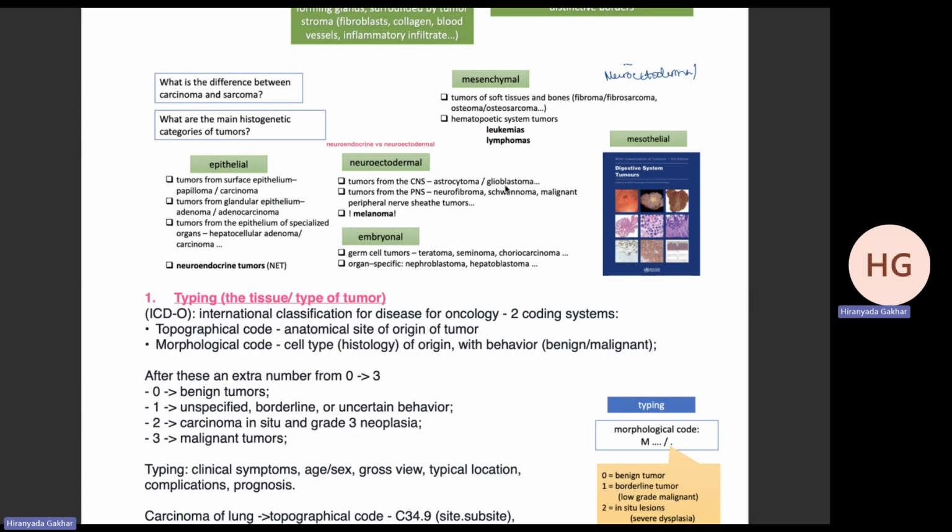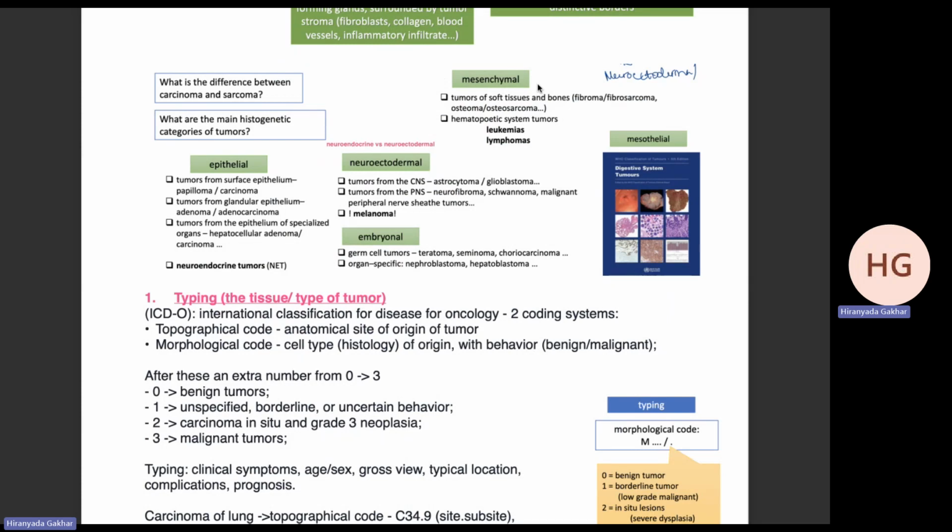which are astrocytoma or glioblastoma, tumors of the peripheral nervous system, including neurofibroma, schwannoma, or nerve sheath tumors, or melanoma, which comes from melanocytes. There are also embryonal tumors which arise from embryonal cells. So there can be germ cell tumors which include teratoma, seminoma, or choriocarcinoma. Or in case of mesenchymal tumors, which are from connective tissue.